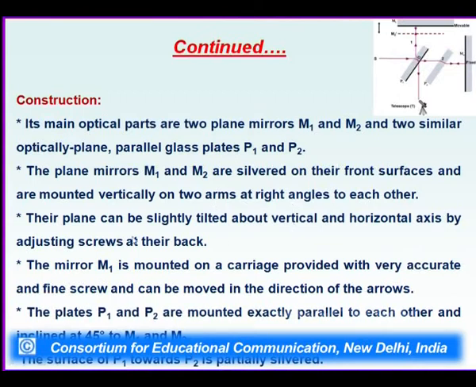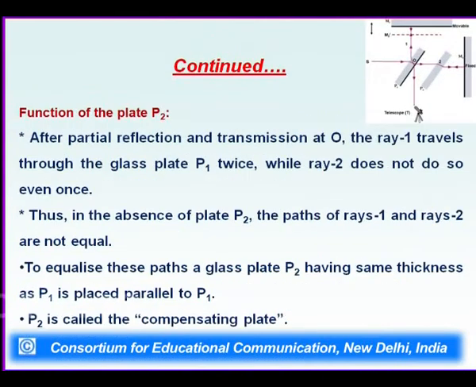Their planes can be slightly tilted about vertical and horizontal axes by adjusting screws at their back. The mirror M1 is mounted on a carriage, provided with a very accurate and fine screw, and can be moved in the direction of the arrows. The plates P1 and P2 are mounted exactly parallel to each other, and these are inclined at 45 degrees to M1 and M2. The surface of P1 towards P2 is partially silvered.